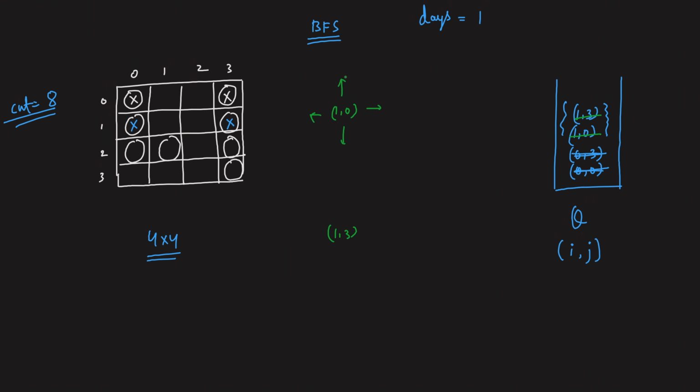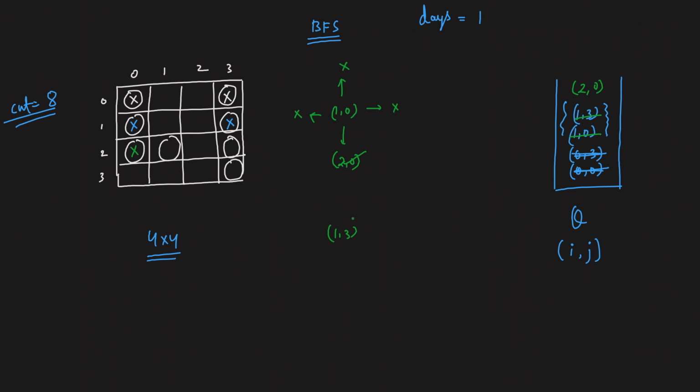Perfect. So on the top of 1 comma 0 there is already a rotten orange. So there is no need to again go and rotten it. On the right of 1 0 it's an empty cell. On the left of 1 0 it's an empty cell. But at the bottom you do have a 2 comma 0, right? So you need to rotten it and you need to put it into your queue data structure. Perfect. So I've made sure that this is done.